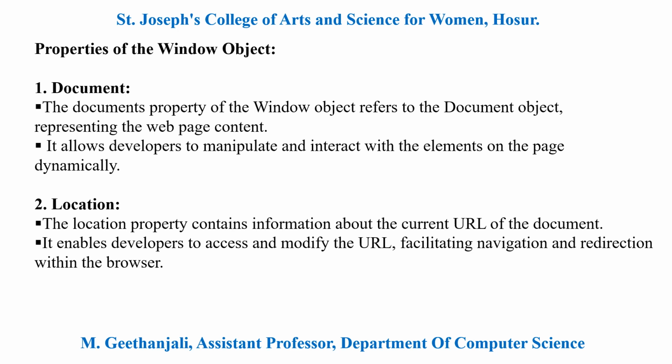Here are the properties of the window object. The first one is document. The document property of the window object refers to the document object, and it represents the web page content. It allows developers to manipulate and interact with the elements of the page dynamically. The second one is location. The location property contains information about the current URL of the document. It also enables developers to access and modify the URL, facilitating navigation and redirection within the browser.